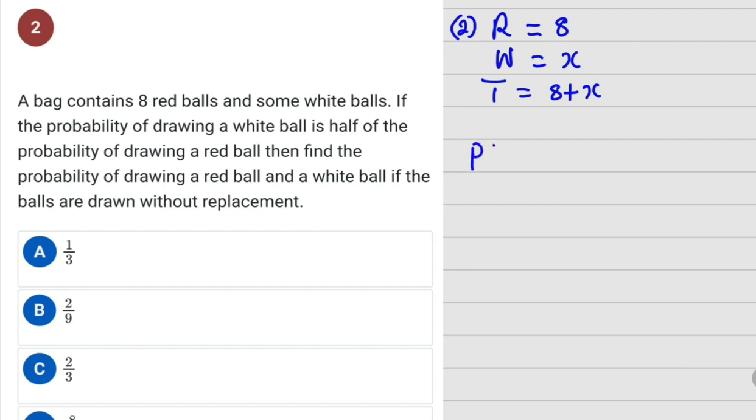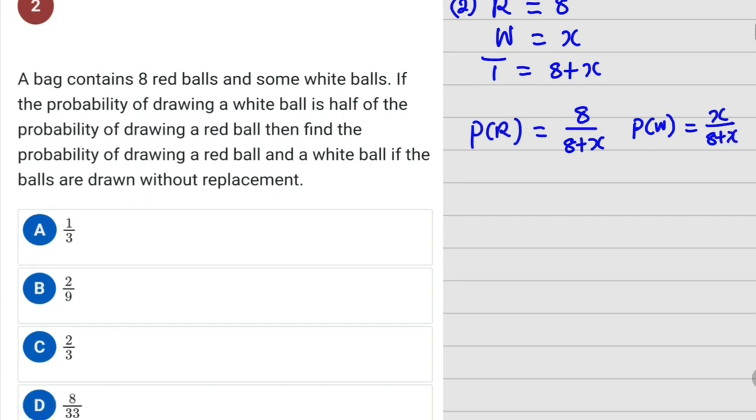So the probability of picking a red ball will be the required outcome, which is the number of red, which is 8, all over the total, which is 8 plus X. Then the probability of picking a white ball is going to be X all over 8 plus X. Now from the question, the probability of picking a white is half of the probability of picking a red. So we have X over 8 plus X is going to be half of 8 over 8 plus X.